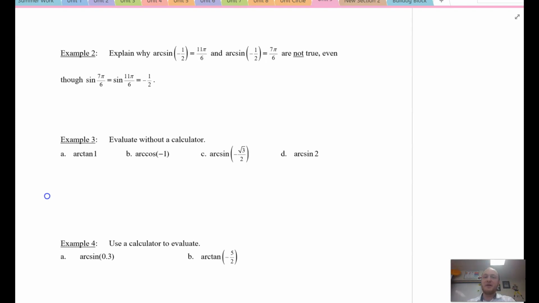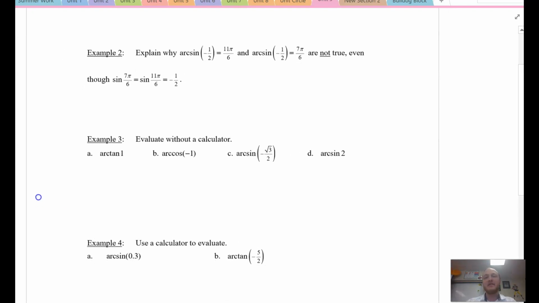It says, explain why arc sine of negative 1/2 is equal to 11 pi over 6, and arc sine of negative 1/2 is equal to 7 pi over 6 are not true. I was even tripping out reading that. I'm like, what? Why is this not true, even though both of those values are negative 1/2 for sine?